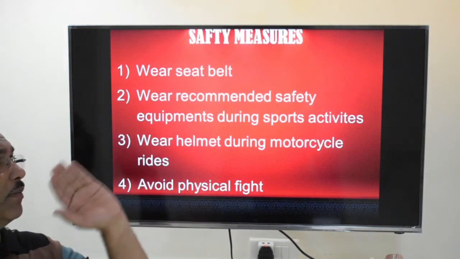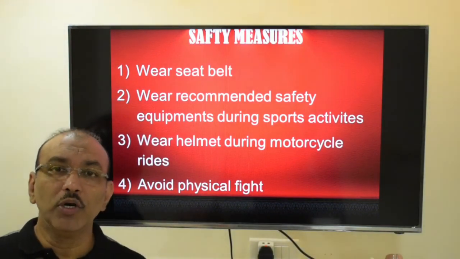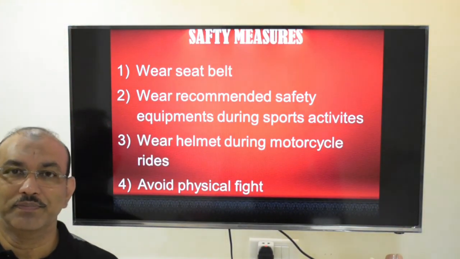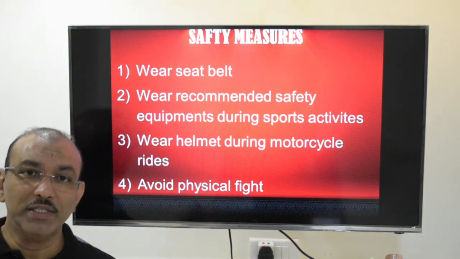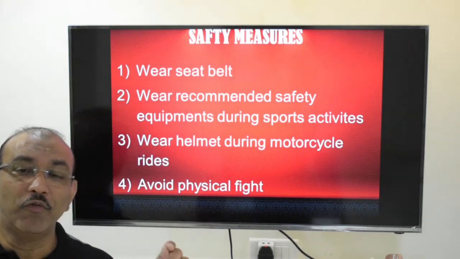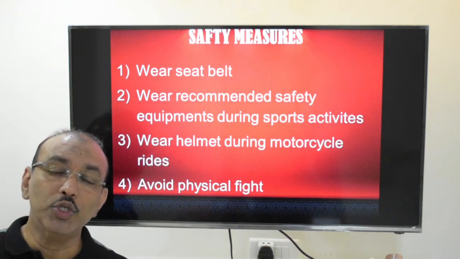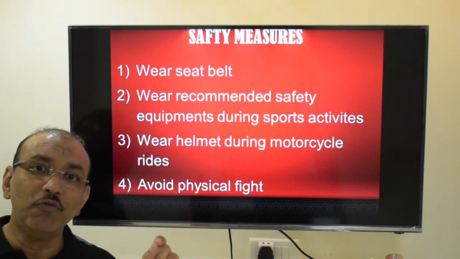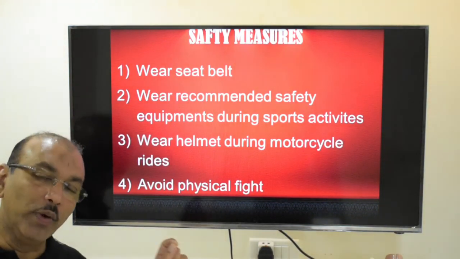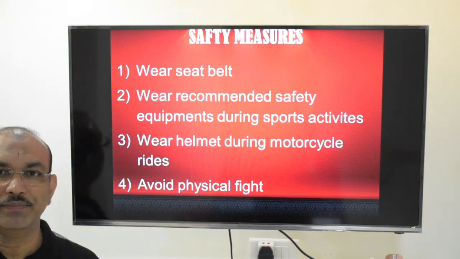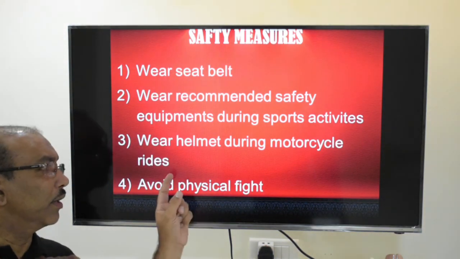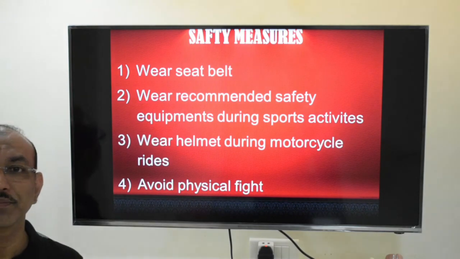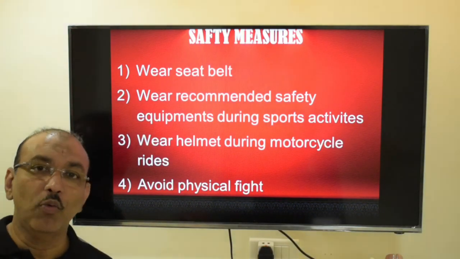Now, some safety measures. Please do not forget to wear seat belts. Likewise, if you are in sports activity, follow the instructions of the coach properly, and if there is any safety equipment, do follow the instructions of the coach properly and wear it always whenever he says. Wear a helmet during motorcycle rides, and of course you have to avoid any sort of fight.